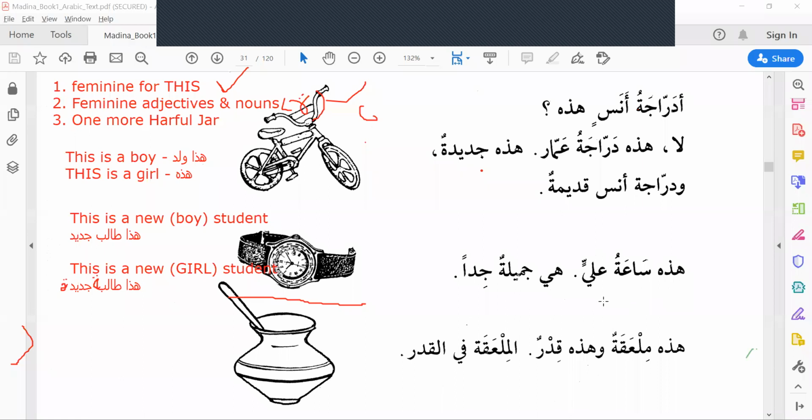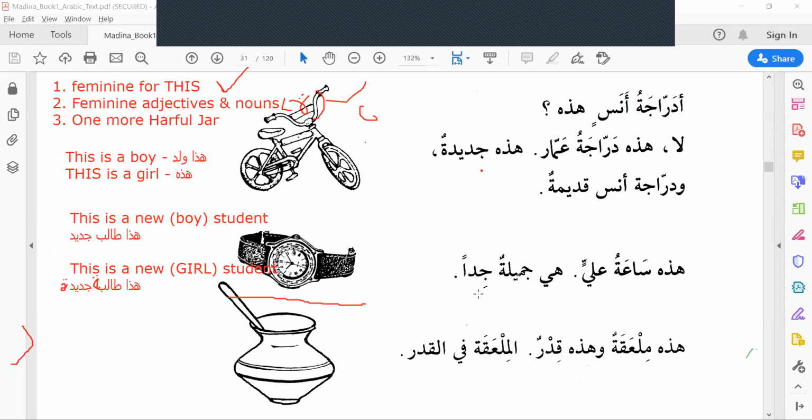هذه ساعة علي. Saat means watch. This is Ali's watch. Saatu is feminine because it ends with ta. So we use hadihi, we should not use hada. Hadihi saatu Ali. This is Ali's watch.